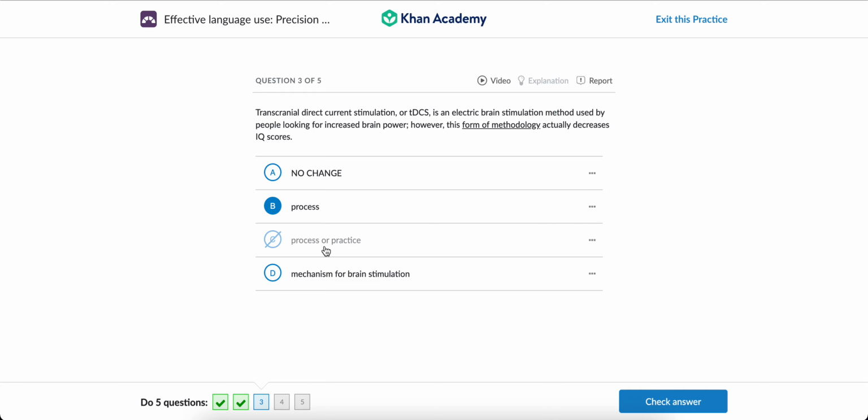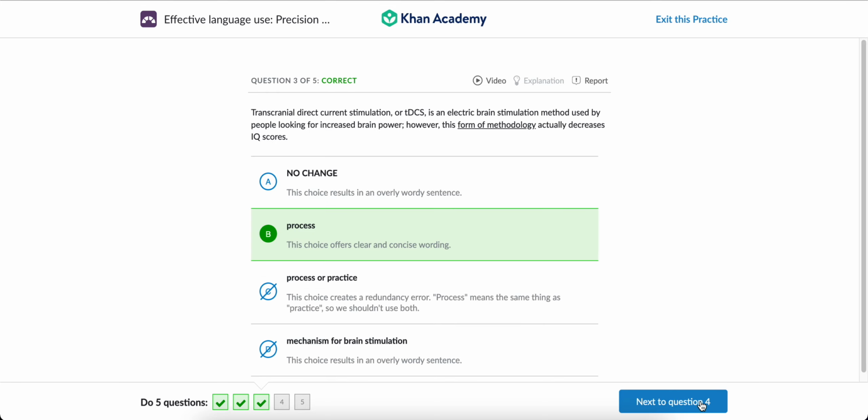You don't really need to say or in this case. And then mechanism for brain stimulation. We're already talking about brain stimulation, so why do you have to repeat that? No change does not sound right if you just think about, however, this form of methodology. Scrap what I said earlier, form and methodology have different meanings, but they already mentioned methodology earlier, so we would rather use a different word and one that is more concise. So it's B. This choice offers clear and concise wording.